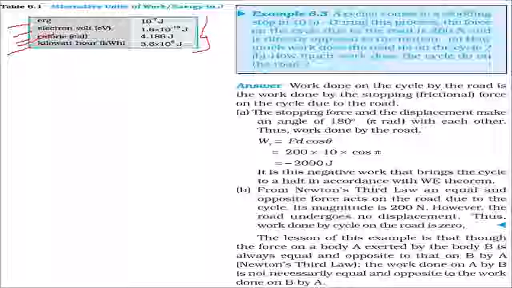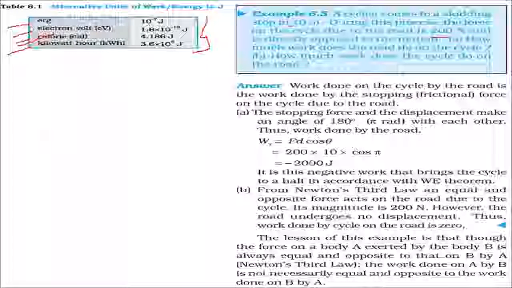So let us take an example. A cyclist comes to a skidding stop in 10 meters. During this process, the force on the cycle due to the road is 200 Newton and is directly opposed to the motion. How much work does the road do on the cycle, and how much work does the cycle do on the road?